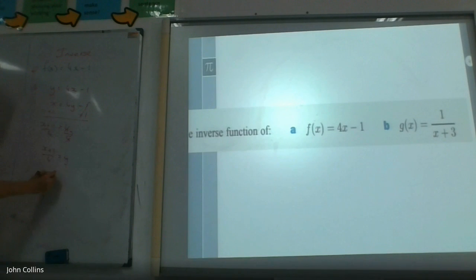Final step, rewrite the function with this terminology. f^-1(x), which stands for inverse, is (x plus 1) divided by 4. It's the same answer here and there. Does that answer make sense to me? Yes, because the original function subtracted 1 and multiplied by 4. My inverse adds 1 and divides by 4. Should be the opposite operation.